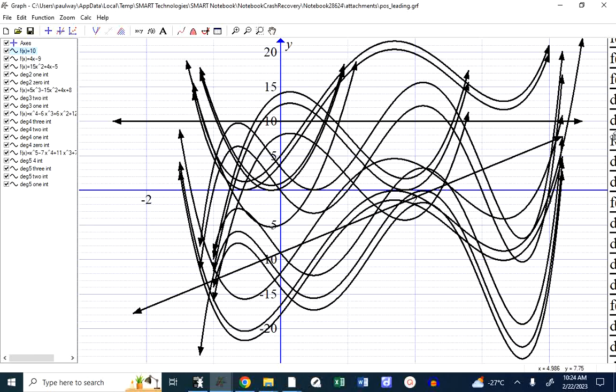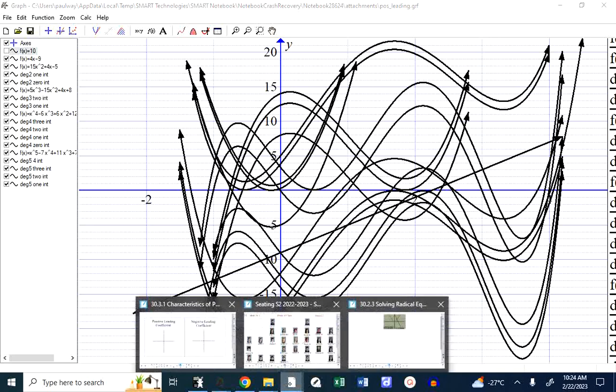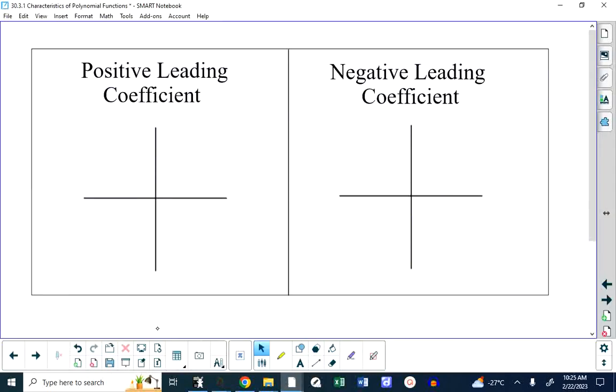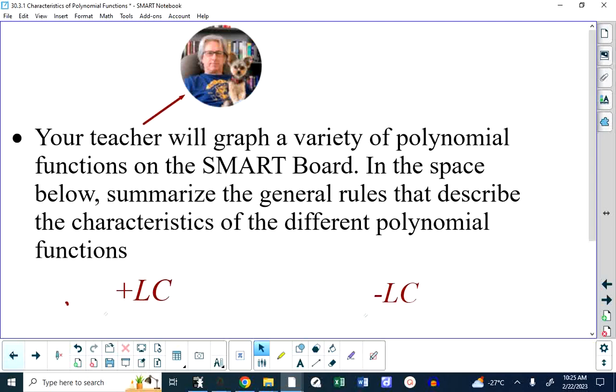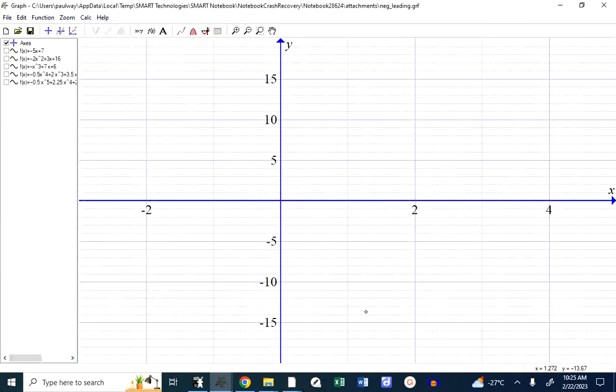Well, all of them except for the constant. The constant really screws things up. And maybe what I will do is I will freeze this over here while you're looking at it. And I'm going to bring up a whole bunch of graphs that have negative leading coefficients. We're looking for, on the right-hand screen, which is not being recorded, what all those graphs have in common.